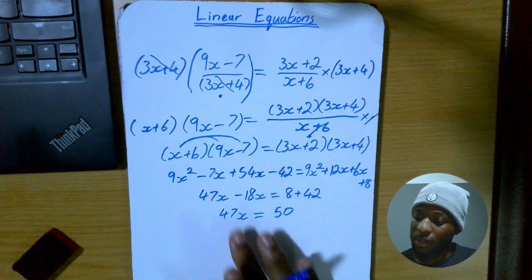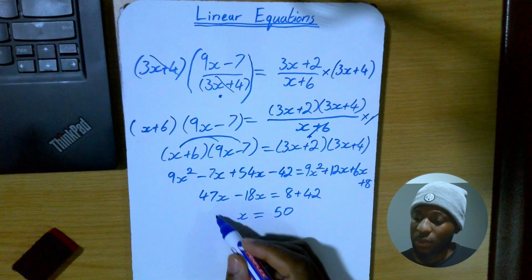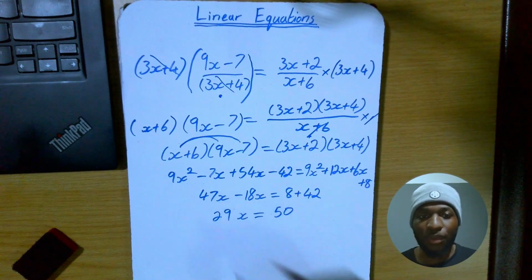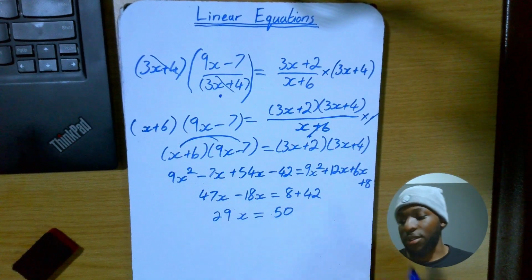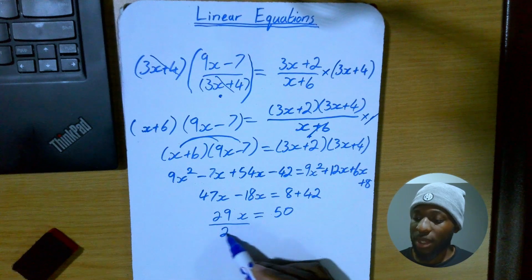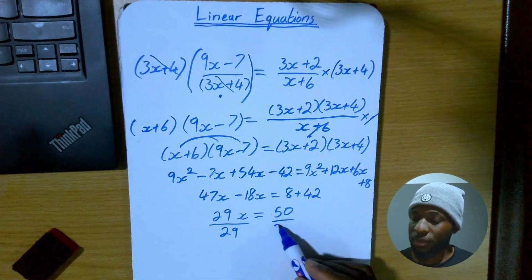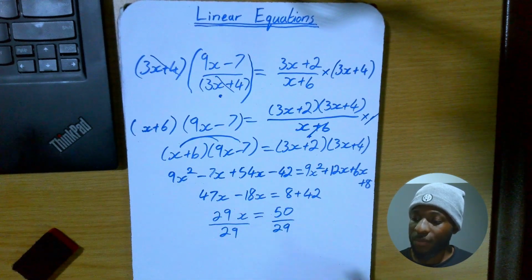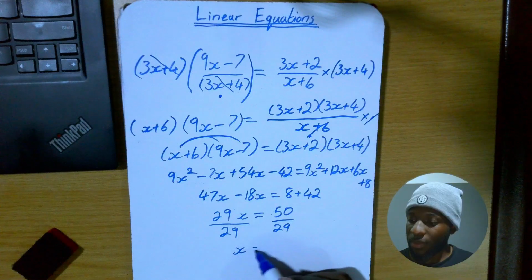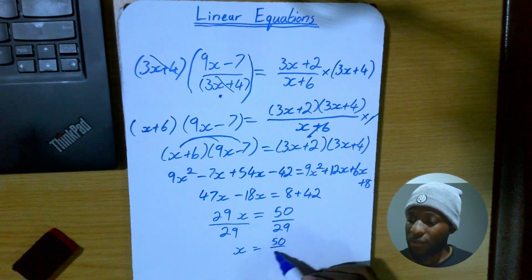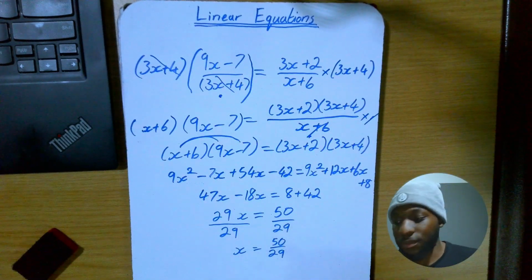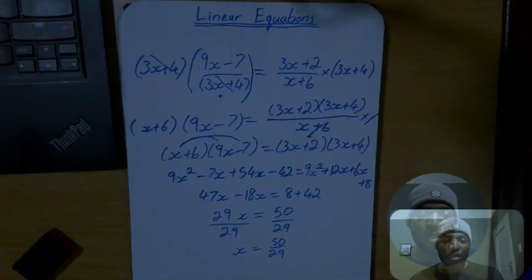50. Pardon me, it should be 29 because we subtracted. So 29x is equal to 50. Then we divide both sides by 29, and our answer is 50 over 29. And if we check the answer, it matches.